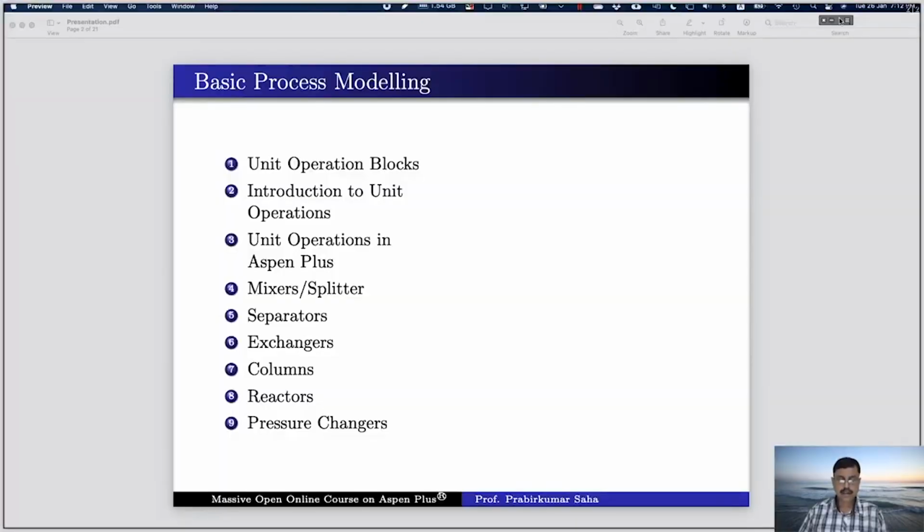Welcome to the massive open online course on Aspen Plus. In today's lecture, we shall learn about the simulation process of reactor models in Aspen Plus.